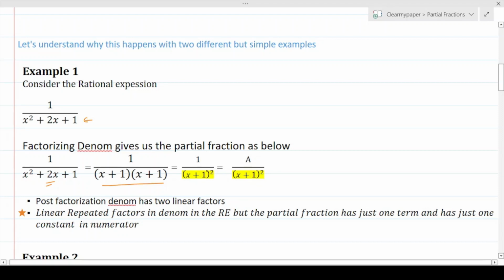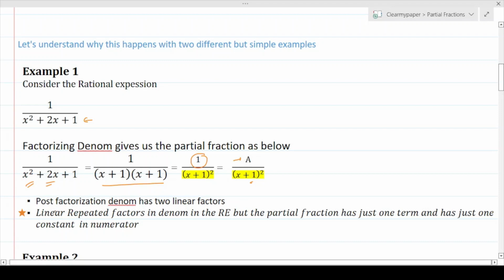Let's assume that I'm going to decompose this into a partial fraction, and I'm just substituting this constant to be a, and this is how I get the answer. So this is the rational expression, and let's assume this is the answer I'm getting. So what do we observe here?